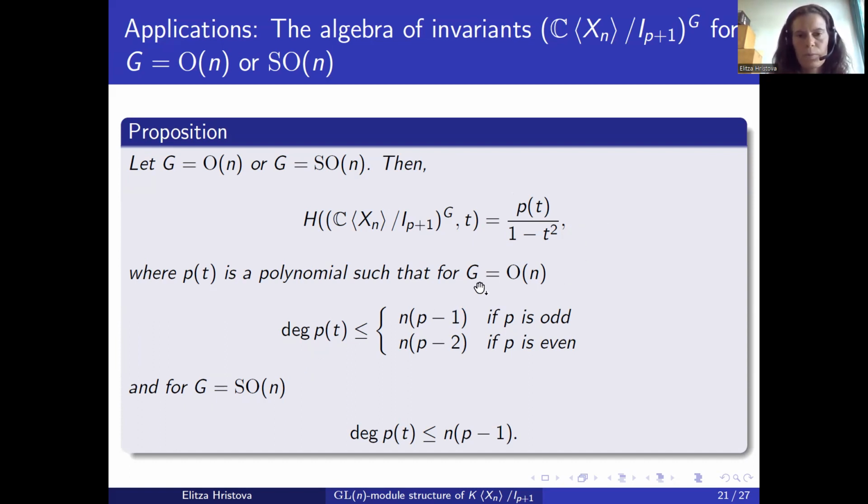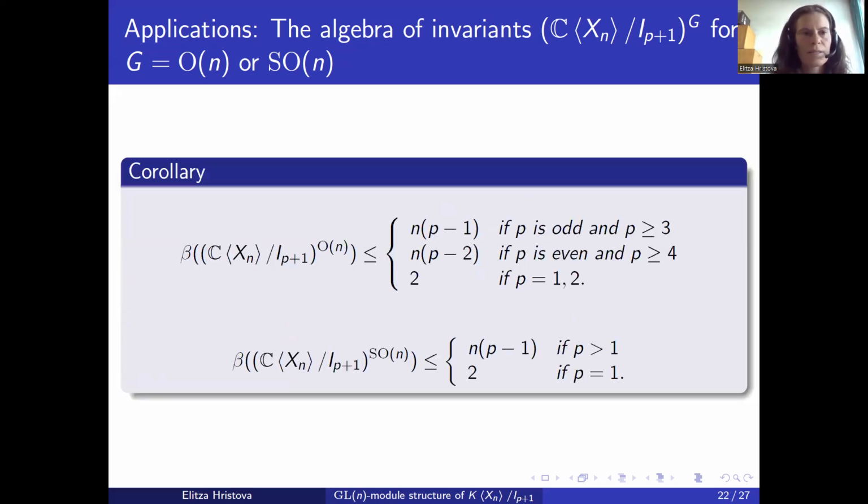When the group G is the group of orthogonal matrices, then the degree of this polynomial is bounded by the number n times (p minus 1) when p is odd, and n times (p minus 2) when p is even. And when G is the group SO_n, then the degree of this polynomial in the numerator is bounded by the number n times (p minus 1).